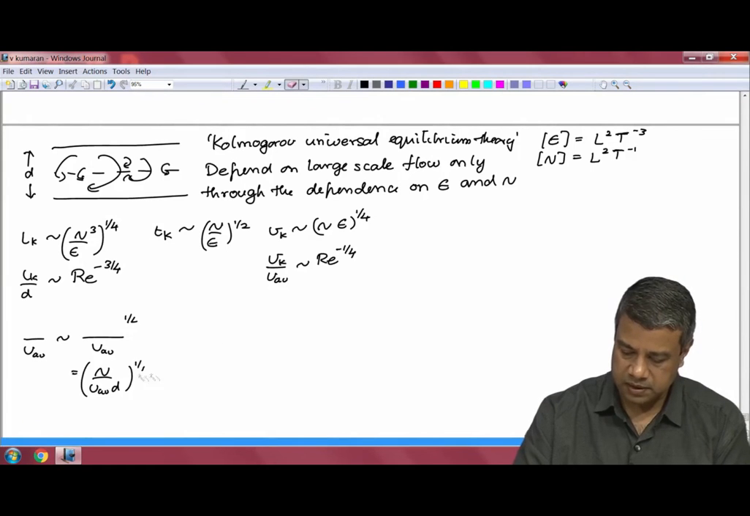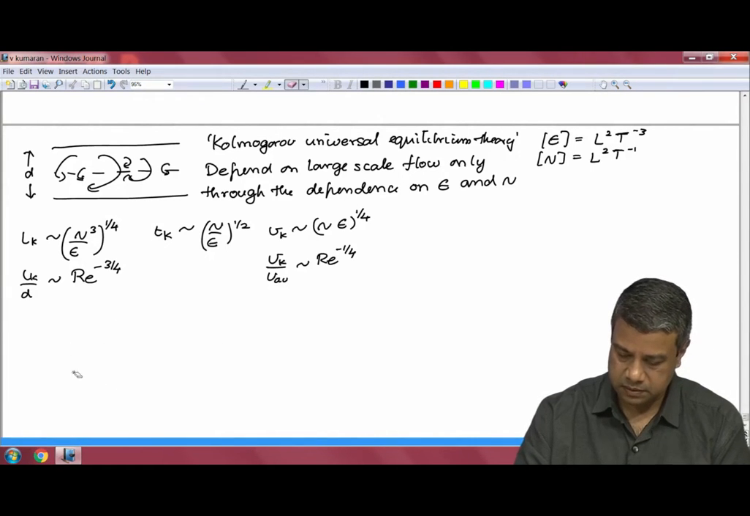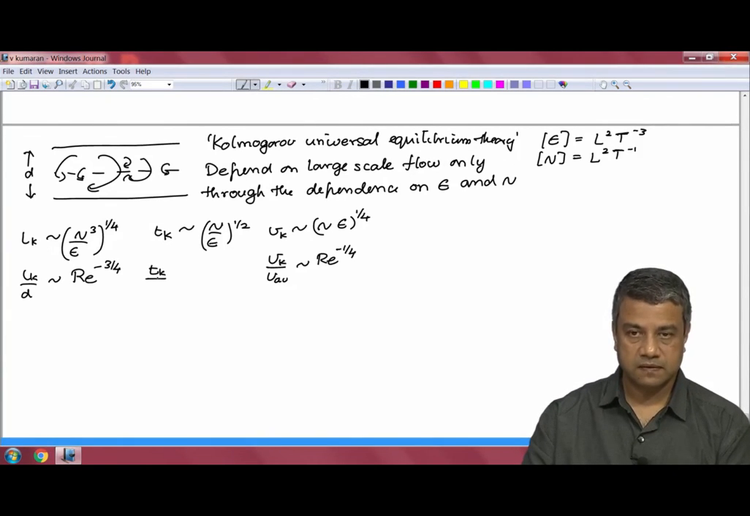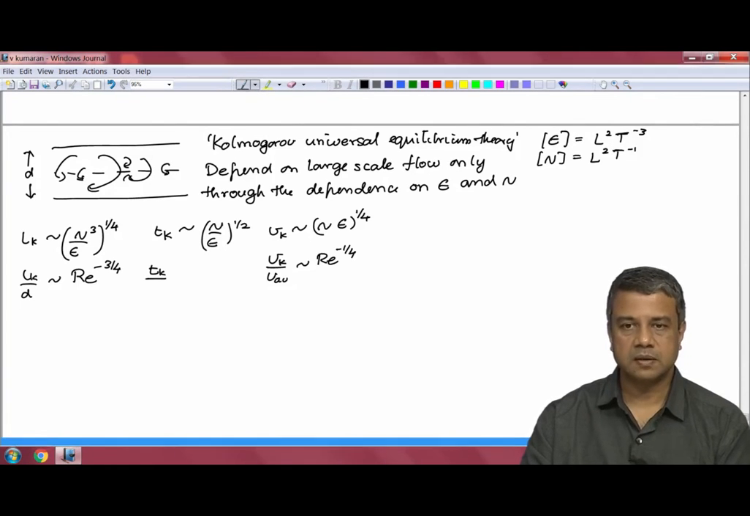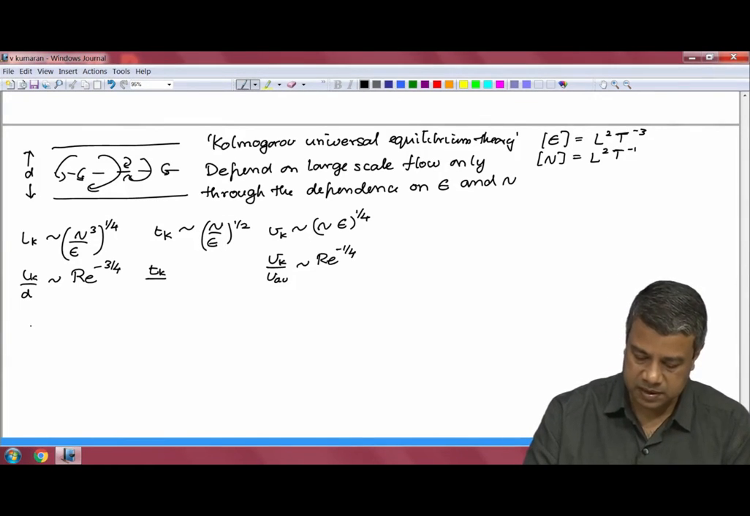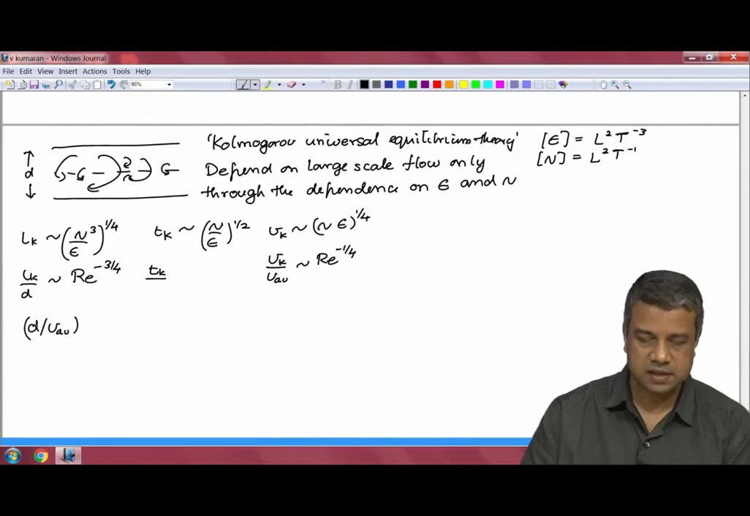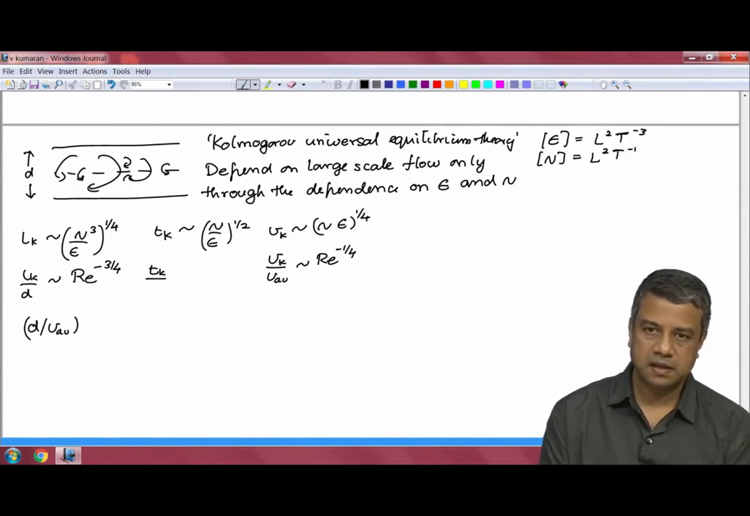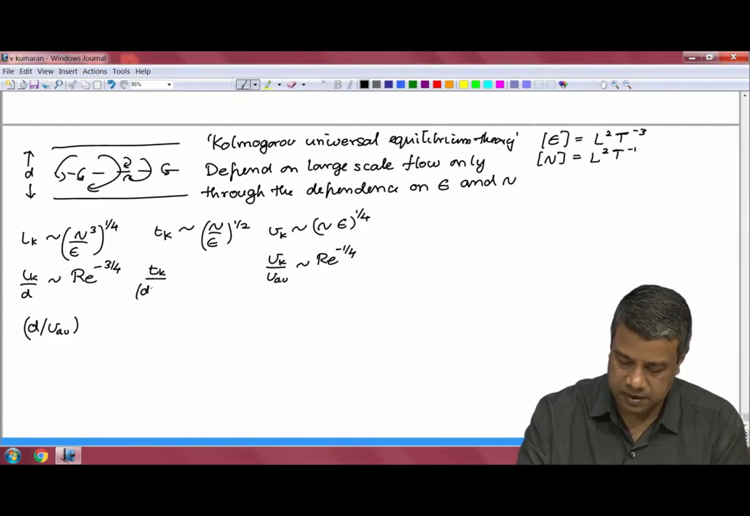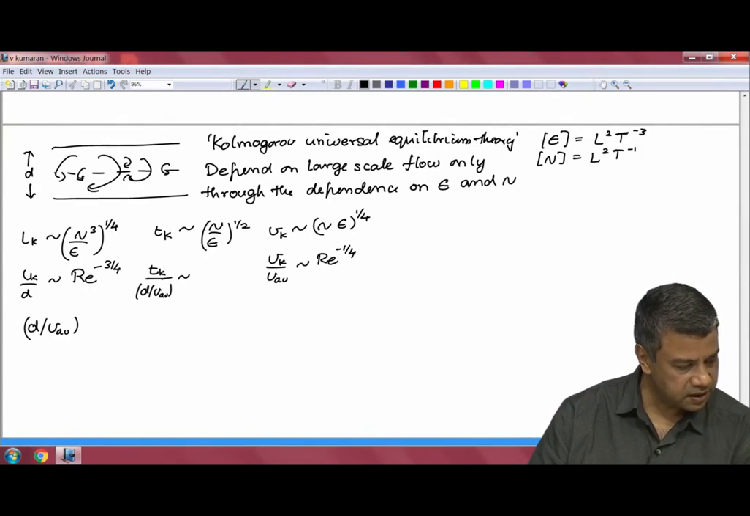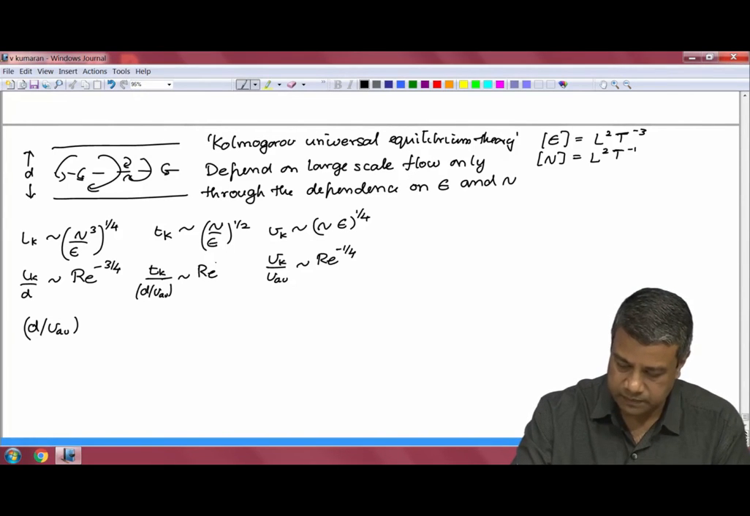And I can do a similar calculation for the time scale. The time scale for the large scale flow depends on the average velocity and the diameter. The only way that it can depend on the average velocity and diameter is if the time scale is d by V average. The velocity is V average, d is the diameter. Therefore, for the large scale flow, d by V average is the time scale. If I take the Kolmogorov time scale by d by V average, I will not go through that, but you can easily verify that it goes as Re power minus half.